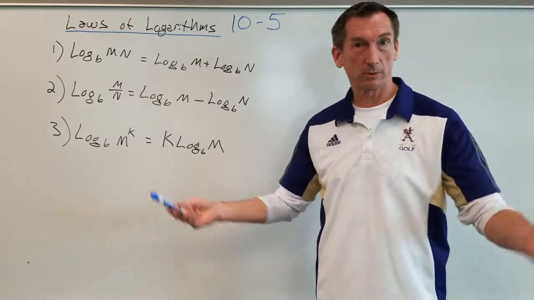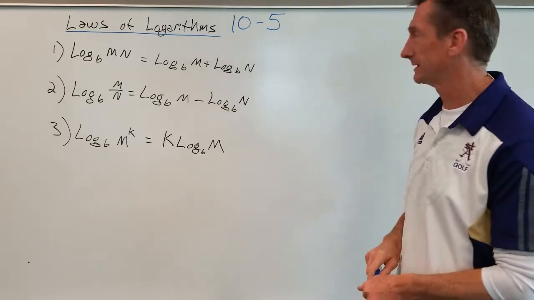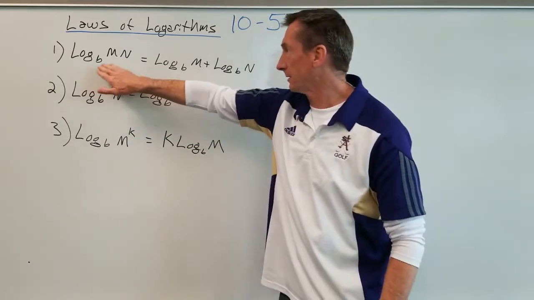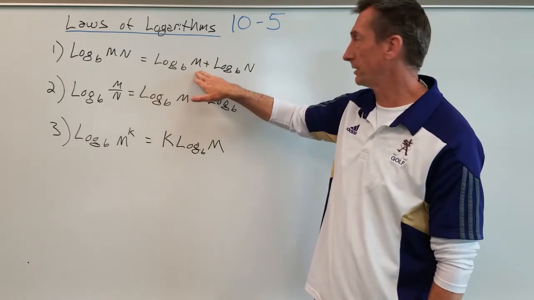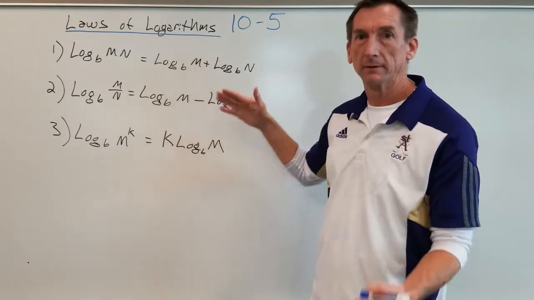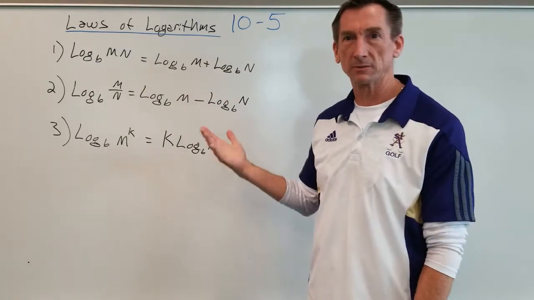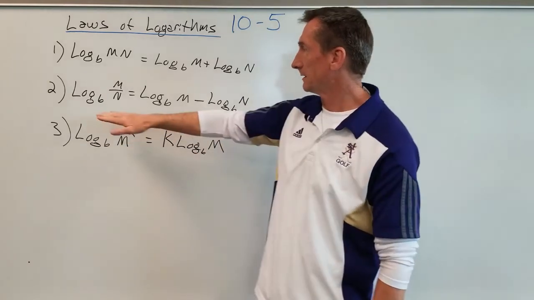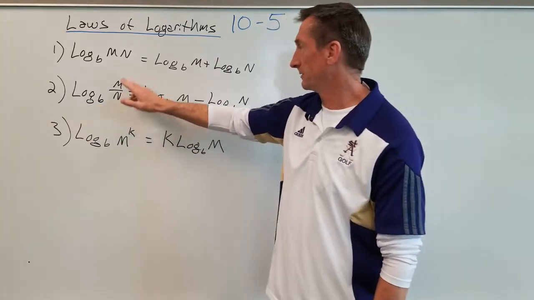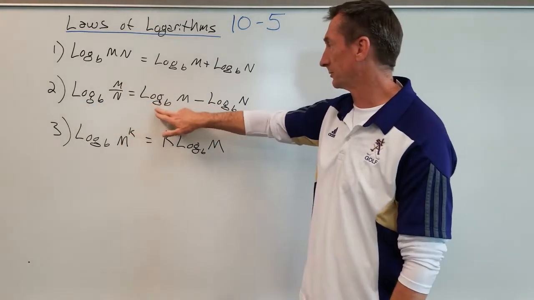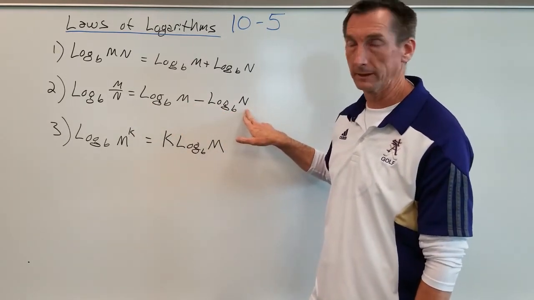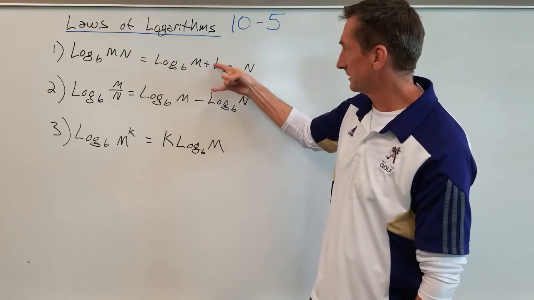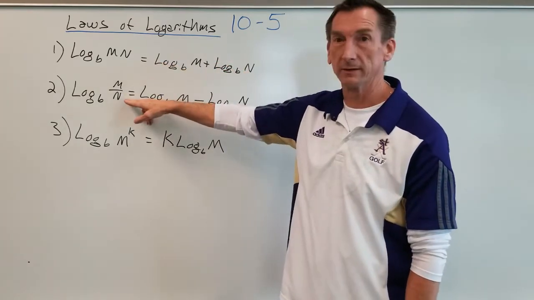Okay, let me just show you what these three laws are that we're going to be using today. We've got the log of m times n is equal to log of m plus log of n. Nice way to simplify things. Sometimes it makes it a lot easier to work with. Likewise, log of m divided by n is equal to log of the numerator minus the log of the denominator. Notice the difference here: plus, minus, multiply, divide.